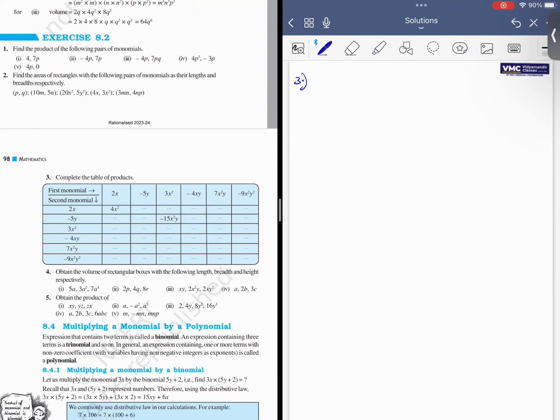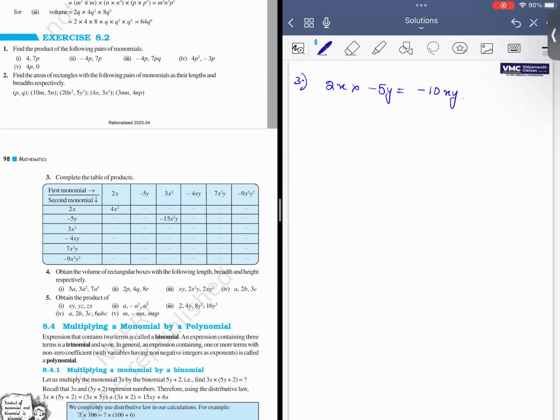So first it is saying, one monomial is in the row and the other is in the column. Can you see? So it is being multiplied. For the first row, first column, 2x into 2x becomes 4x square. Likewise, first row and second column, 2x into minus 5y will be what? 2 into minus 5 is minus 10 and xy.